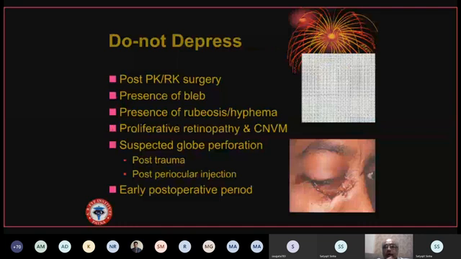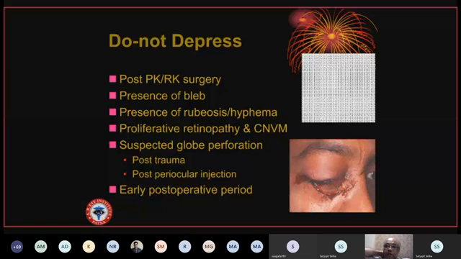I have a question here for all the postgraduates. In a patient of CNVM and proliferative retinopathy, let's say PDR specifically, why not to depress? The bleb will get ruptured. Post PK, the PK can open up. The old-time RK surgery can open up. These are hints I'm trying to give you, as well as post trauma.